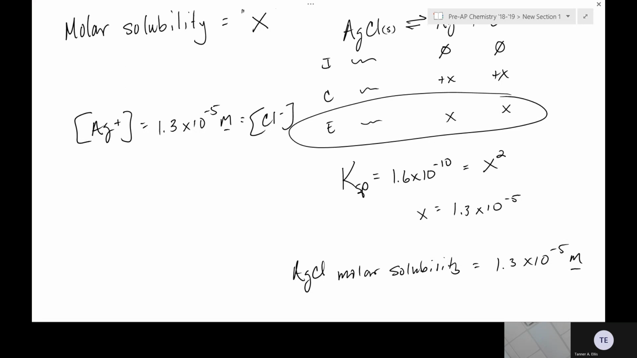If I have a saturated solution of silver chloride, what's the concentration of silver ion in that solution? Saturation, or saturated solution, is code. Saturated solution is at equilibrium. Write that down, circle it, box it, put a star next to it. If they tell you a solution is saturated, it's at equilibrium. Okay, that's code. Saturated equals equilibrium.